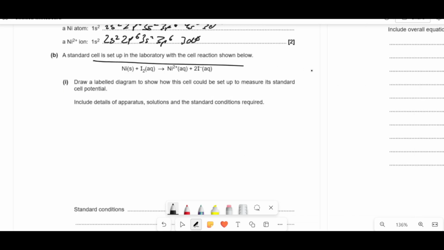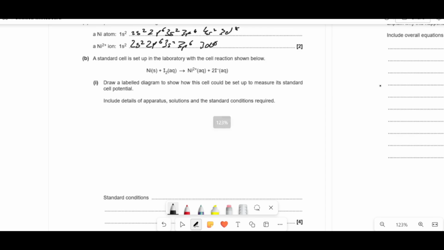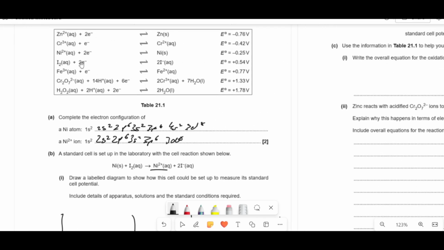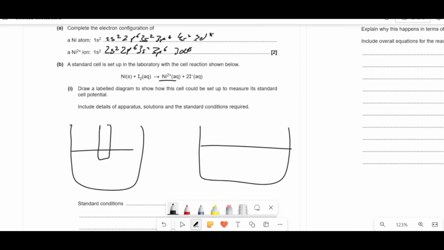Then it says a standard cell is set up with the cell below. So you've got Ni solid and then this and this, and it says draw a labelled diagram to show how this could be used to measure its cell potential. So we need to look at the half cells and draw the rest. We've got a half cell here, like a beaker, and another beaker here. We need to figure out what solutions we're using. It's nickel solid, so we can use the nickel as the actual electrode here. So it's Ni solid, and then we're going to use 1 mol dm-3 Ni2+ aqueous solution.